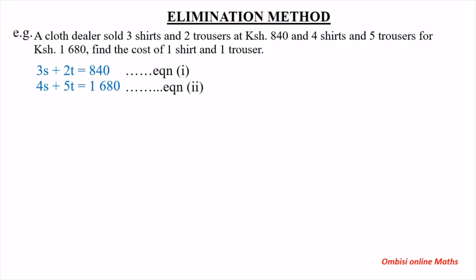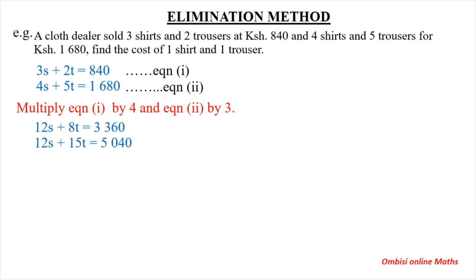Now for equation 1 and equation 2, we have to look among these unknowns: which one do we eliminate? So how do we eliminate? We're going to multiply equation 1 by 4 and equation 2 by 3. All this is in the aim of eliminating s. So you are going to have 12s plus 8t equals 3,360. Then 12s plus 15t equals 5,040.